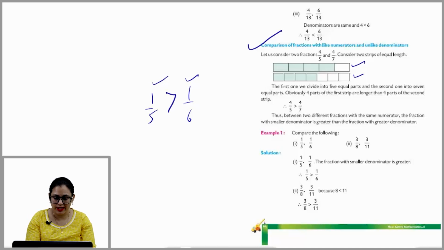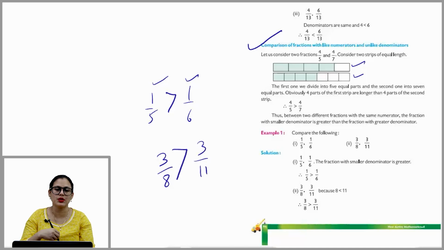And in another example, 3 by 8 and 3 by 11. Which one is greater? This one is greater since the denominator is smaller.